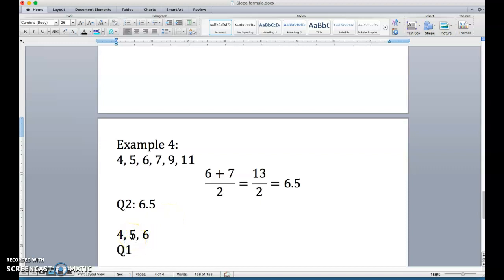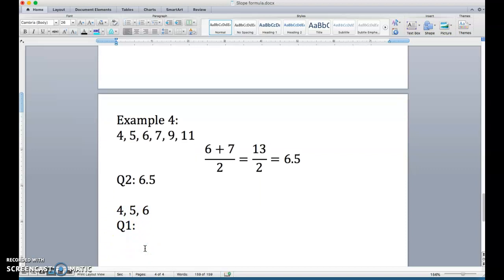Quartile 1 is going to be the median of these three numbers. That means the number in the middle. The number in the middle here is 5. So 5 is quartile 1.